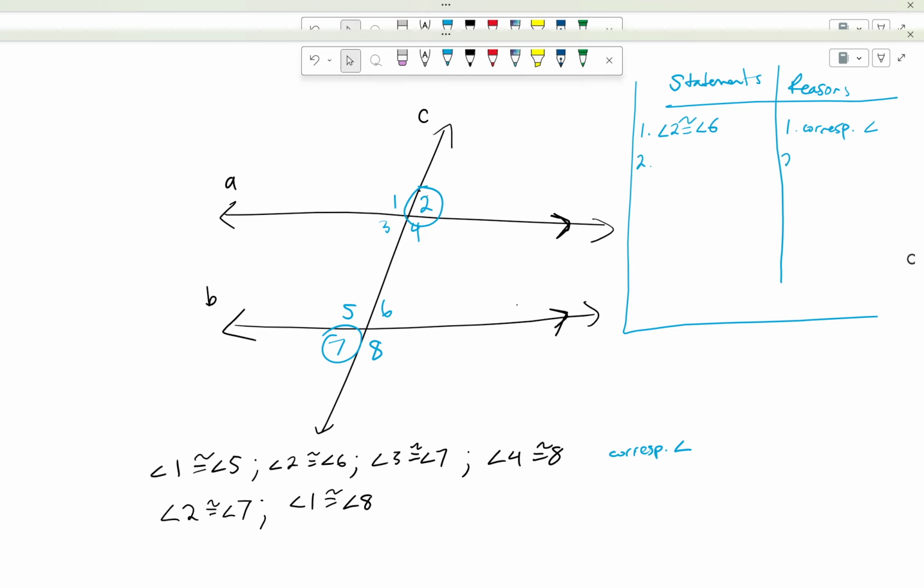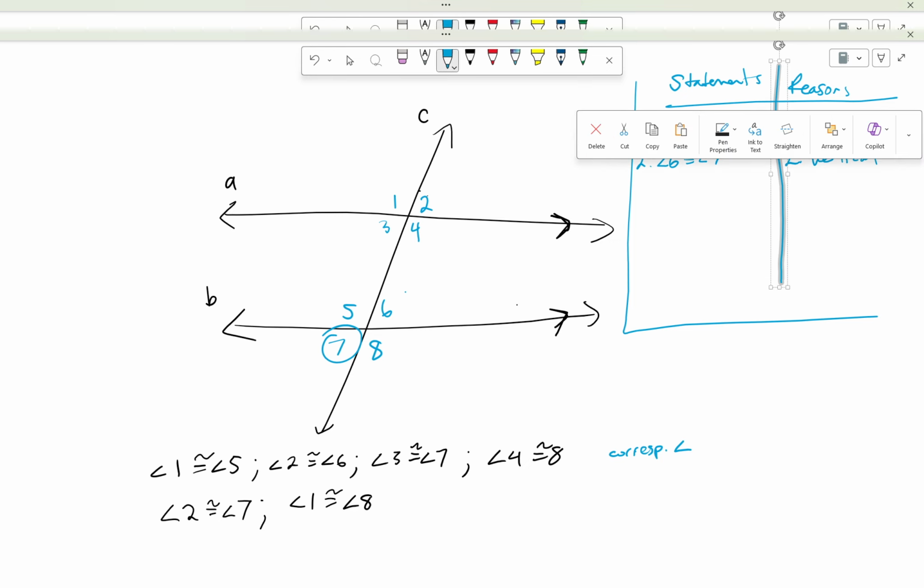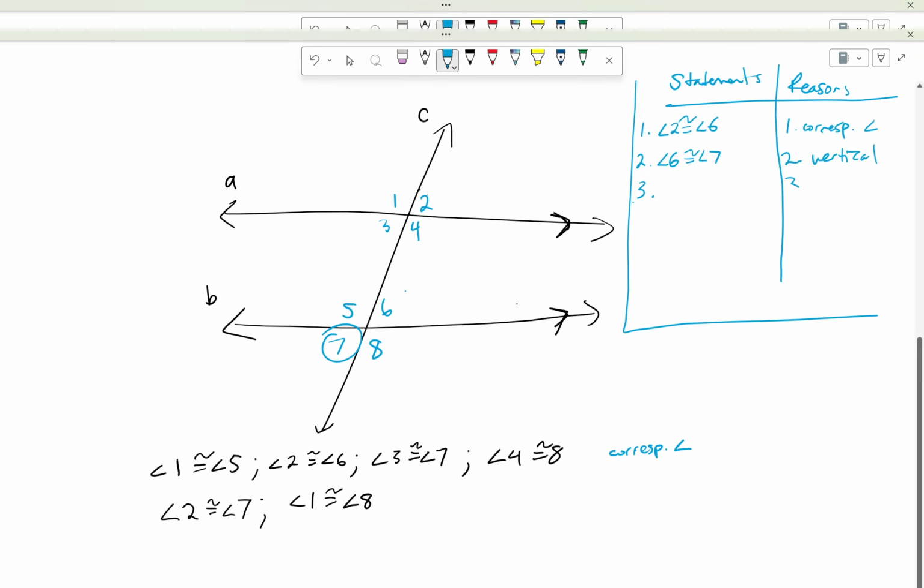So, if 2 and 6 are congruent, well, now look at what we have here. So we have 6 and 7 that are going to be congruent. There you guys go, 6 and 7. And this is through vertical angles. Okay. And then now, because we have 2 is congruent to 6, and 6 is congruent to 7, we can conclude that 2 is congruent to 7 through the transitive property. And what relationship do angles 2 and 7 have? Well, these guys are alternate exterior angles.